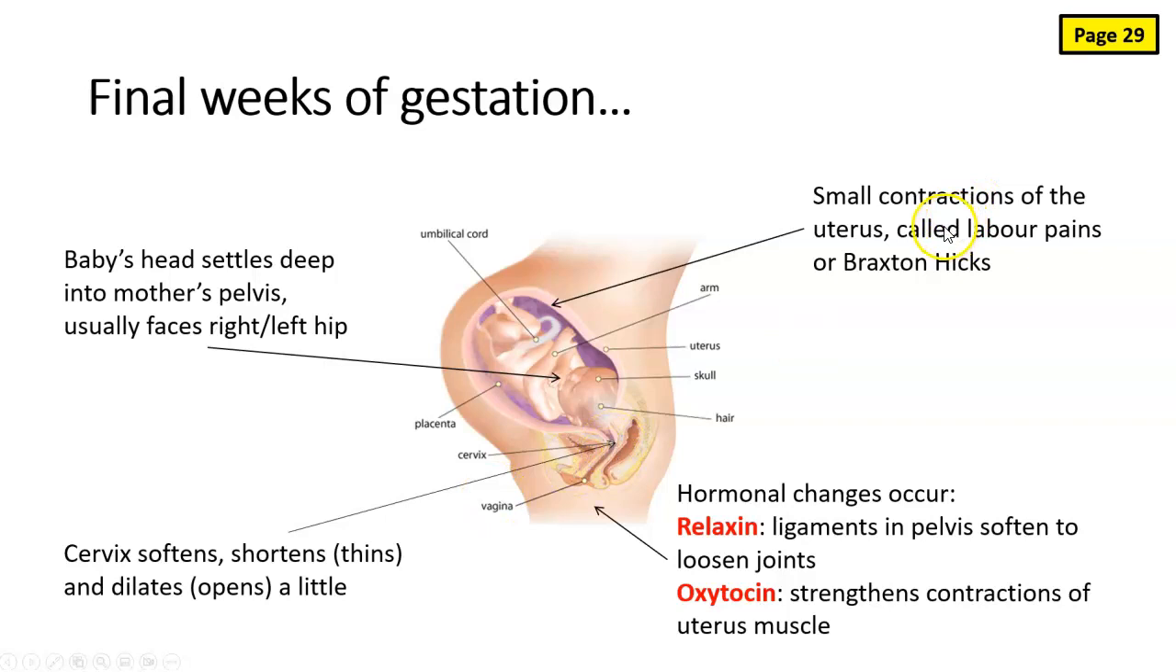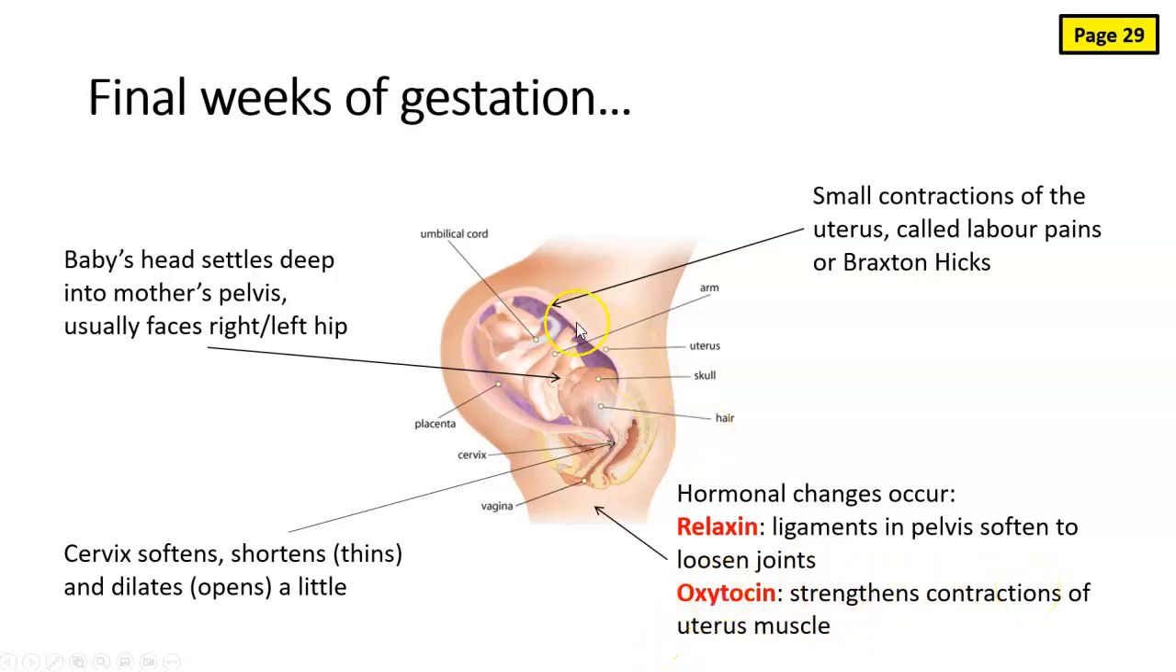Now, things that start to happen here, we will start to get small contractions of the uterus, and this is the start of labour pains, and sometimes that is called Braxton Hicks. There will be some hormonal changes that occur. So 2 hormones that you really need to know about are relaxin. This hormone will soften the ligaments at the pelvis, and it will help to loosen joints. You also have oxytocin, and this strengthens the contractions of the uterus.